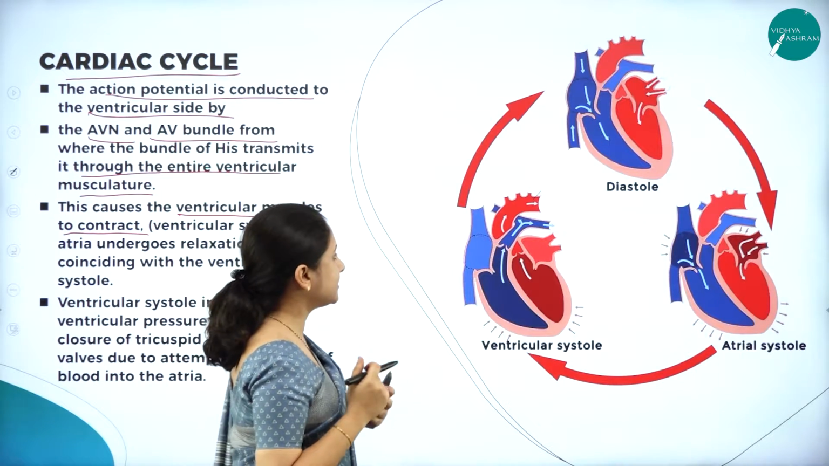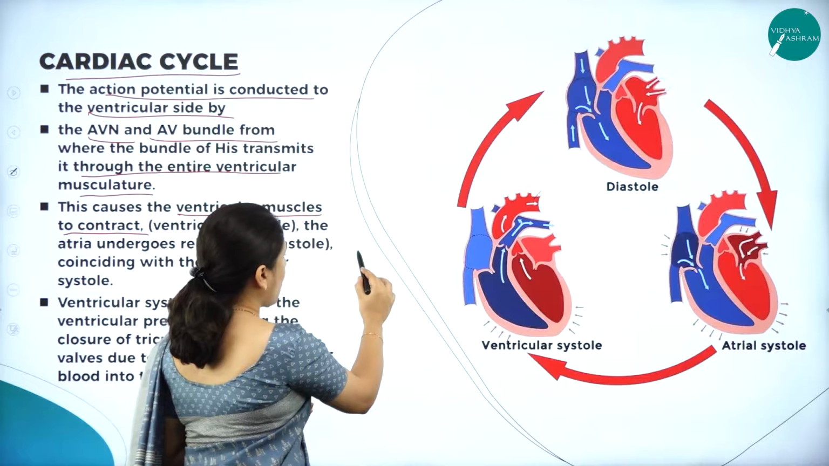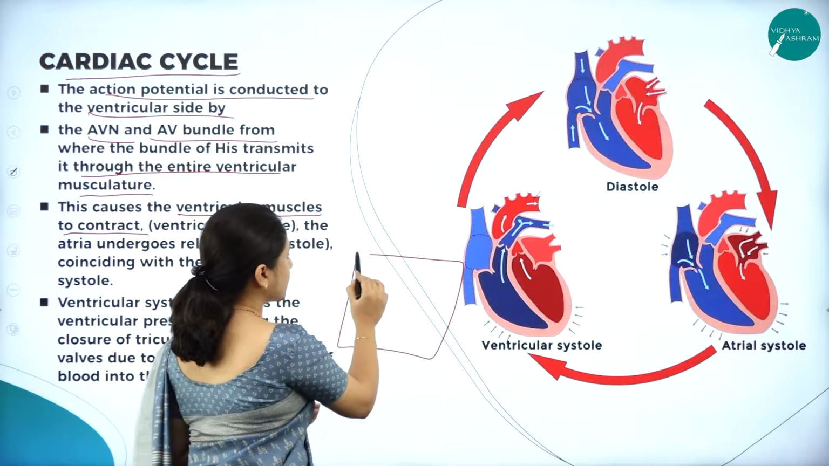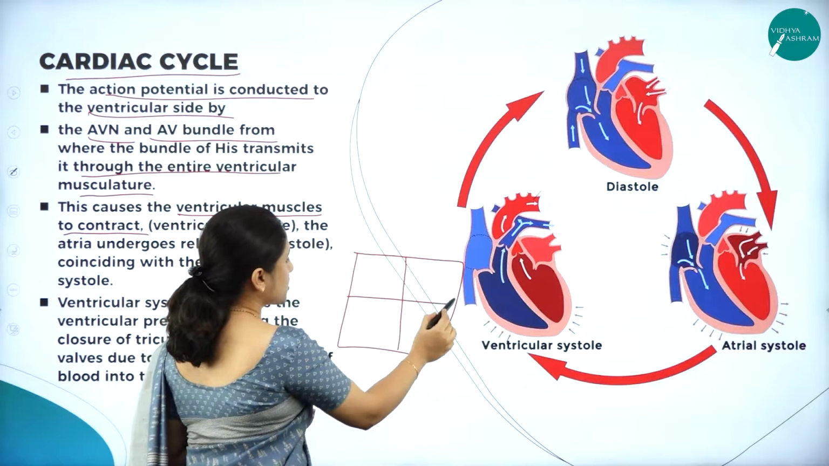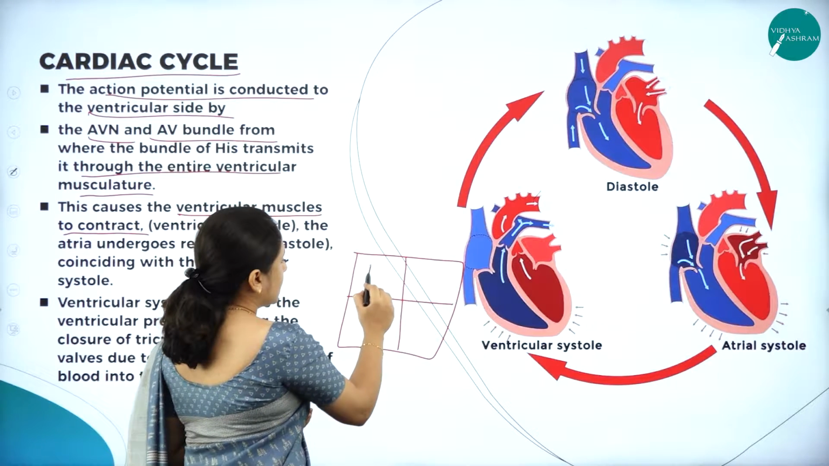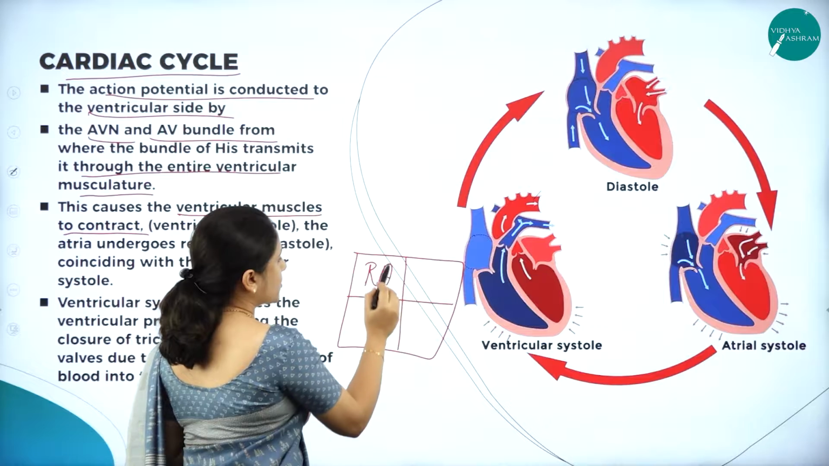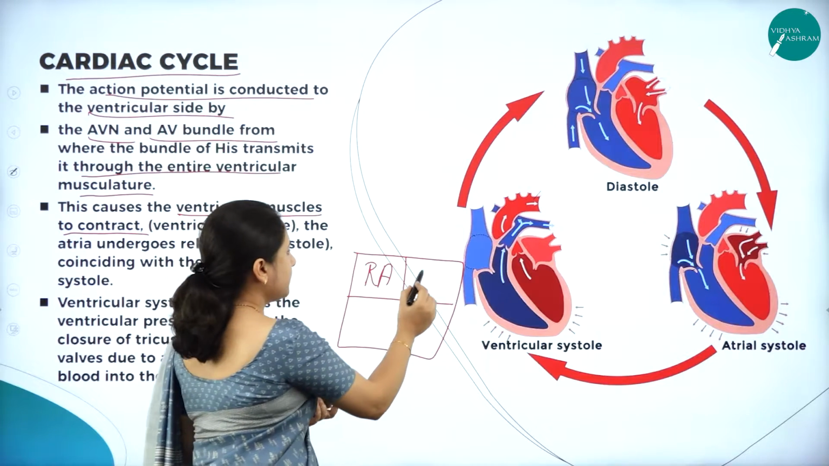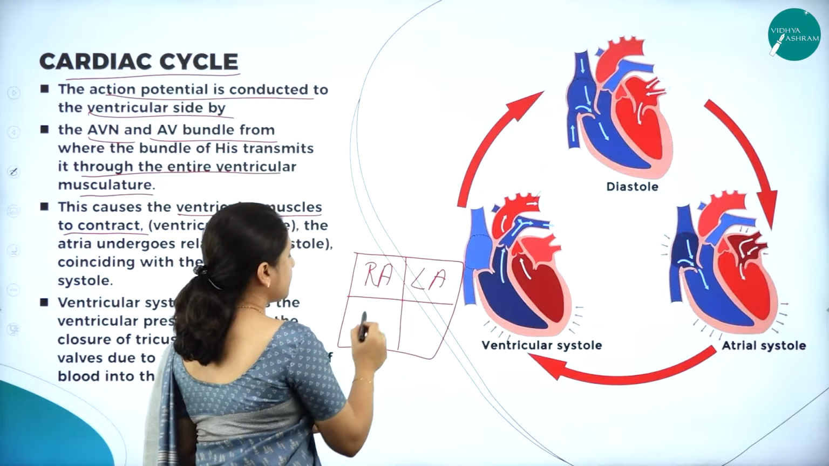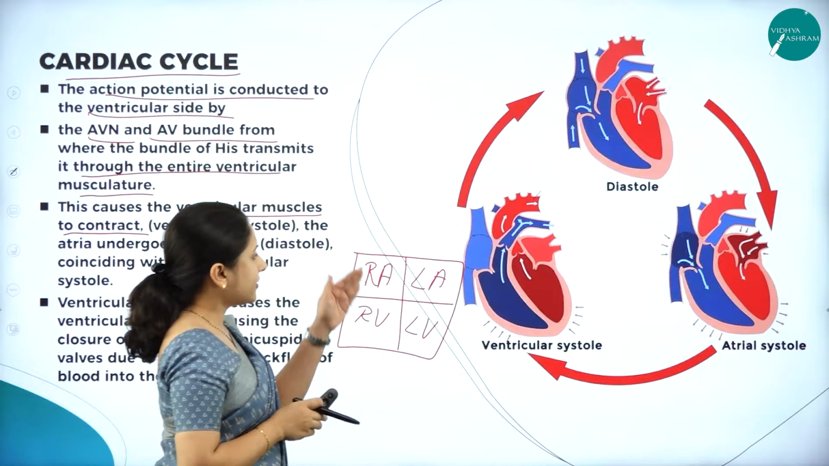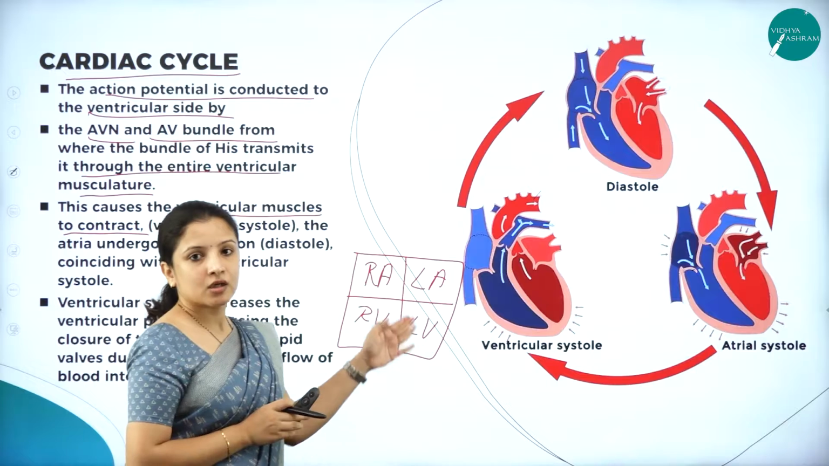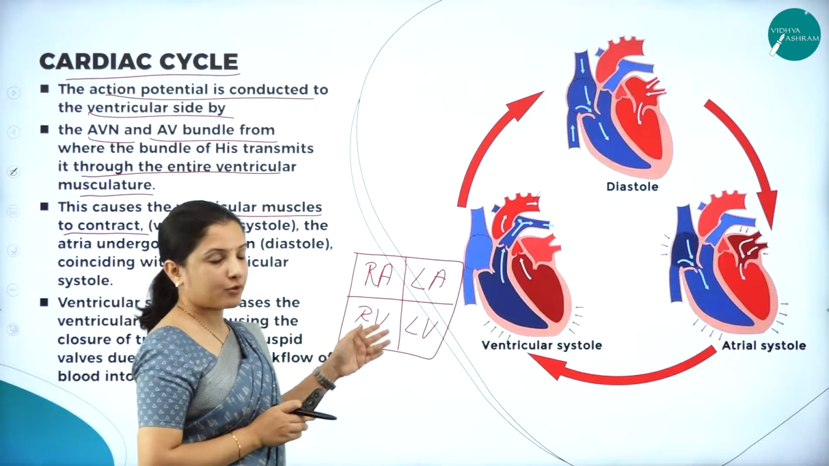For you to easily understand, I'll show it in the form of a box. We all know that the heart is made up of four chambers, right? So what are the four chambers? The right atrium, the left atrium, the right ventricle and the left ventricle. And these are divided by walls, right? We had studied all that.